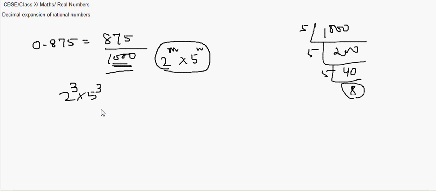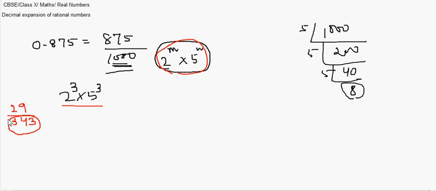Suppose take this 29 upon 343. Now 29 upon 343, so we'll be trying to express 343 in terms of 2 to the power m and 5 to the power n. See, 343 is quite visibly not divisible by either 2 or 5. That means 343 cannot be expressed in this format, thereby making 29 upon 343 a non-terminating repeating decimal.